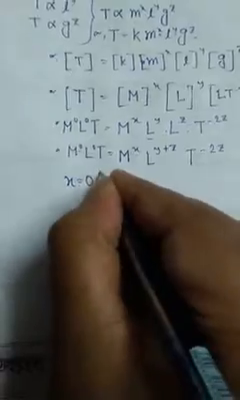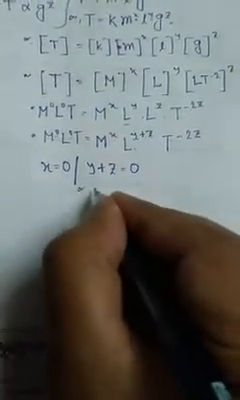So we can write from here M to the power x, L to the power y plus z, and T to the power minus 2z as it is. Now comparing both sides, M to the power 0, L to the power 0, T to the power 1. Compare both sides. What you will get? You will get x equal to 0, as the power of M on this side is 0. So x equal to 0. Okay. y plus z equal to also 0, because this is L to the power 0 and this is L to the power y plus z.